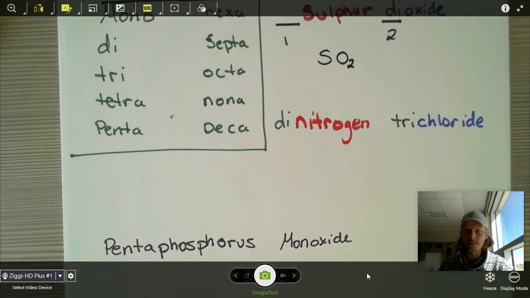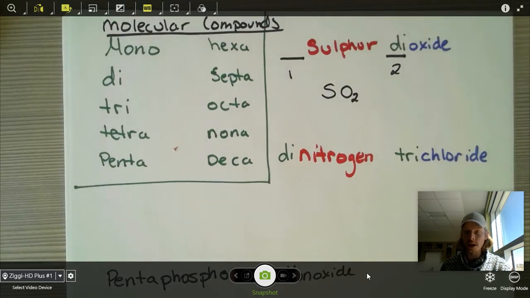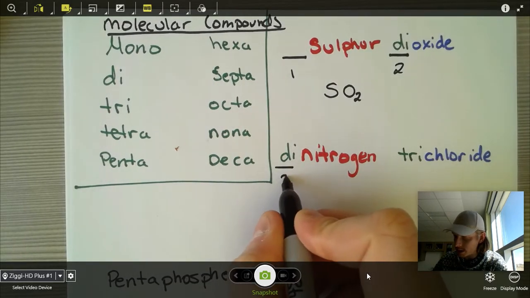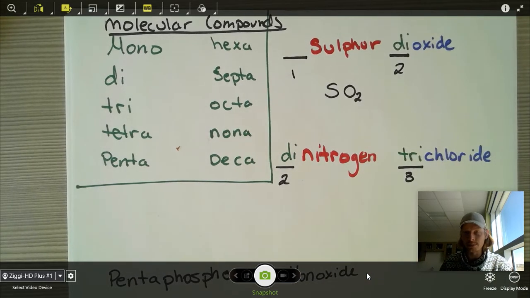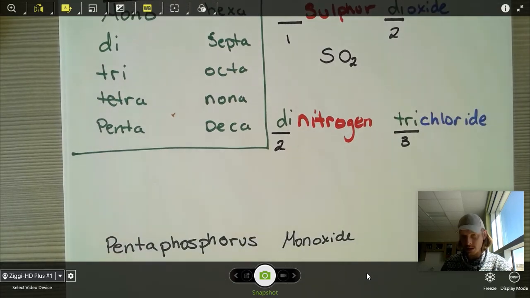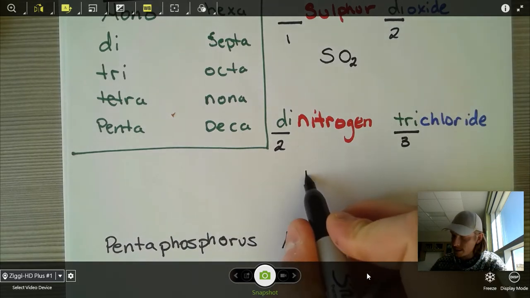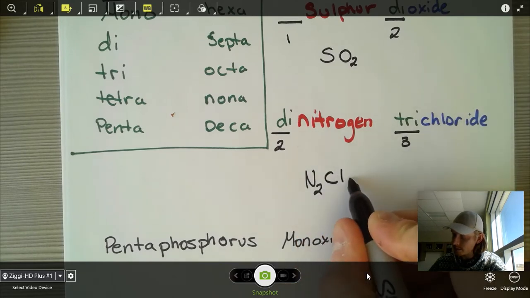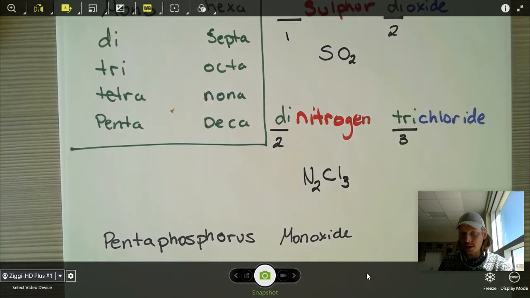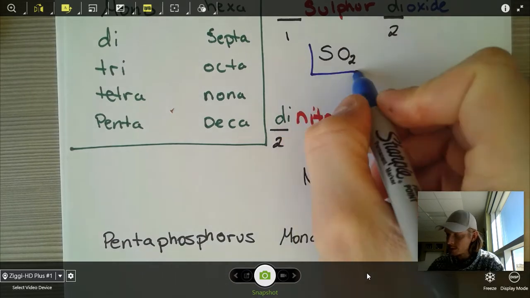Let's try this next one. Dinitrogen trichloride. So, dinitrogen, di, again, is 2. Tri, like a tricycle, is 3. Triangle. Okay. So put these together. How many of each do we need? Okay, we have nitrogen, N, we have 2 of them, and we have Cl, and we have 3 of them. We're not sure of the state, so that's our final answer.